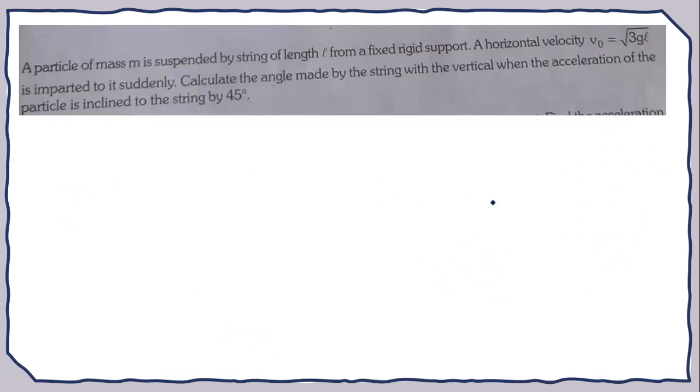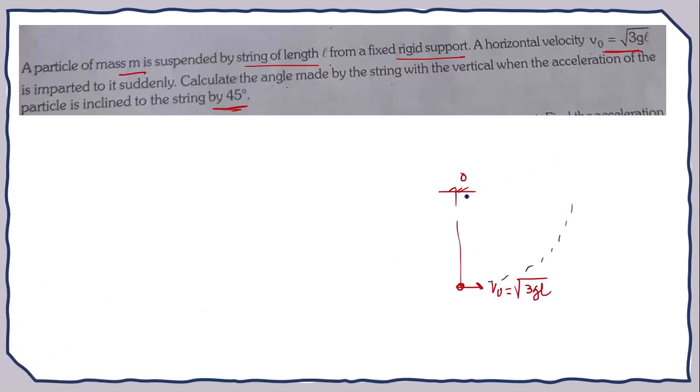Now moving on to the next situation. A particle of mass m is suspended by a string of length L from a fixed rigid support. A horizontal velocity v0 equals root 3gL is imparted to it. If I say this is the particle fixed to the point O, and you impart a velocity v0 equal to root 3gL at the minimum position, calculate the angle made by the string with the vertical when the acceleration of the particle is inclined to the string by 45 degrees. The particle is performing vertical circular motion.